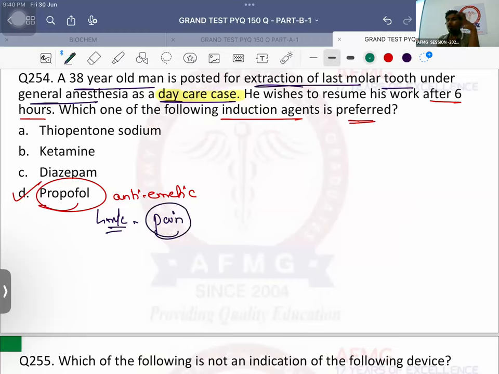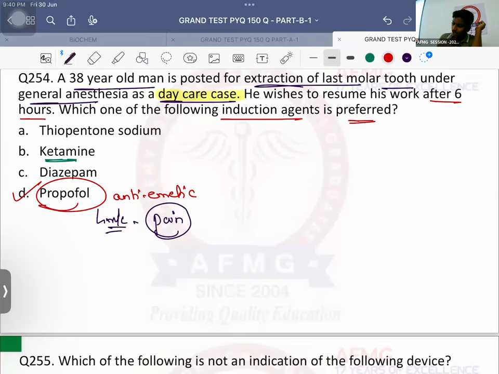In children, what is a better IV anesthetic agent to be used? Ketamine. Kids mein, ketamine. Shock ke patient mein, ketamine. Because it increases the blood pressure. But it is contraindicated in a patient of glaucoma. Okay. It is contraindicated in a patient of cardiovascular compromise. Or in a patient of head injury. Please remember, because it is known to increase all pressures. It increases intraocular, intracranial, blood pressure, everything.